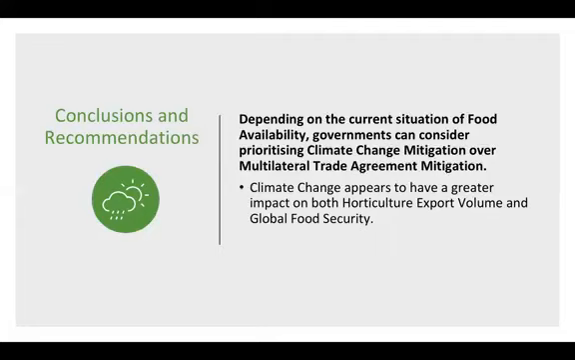Finally, depending on the current situation of food availability, governments can consider prioritizing climate change mitigation over multilateral trade agreement mitigation when considering these two strategies. Climate change appears to have a greater impact on both horticulture export volume and global food security.